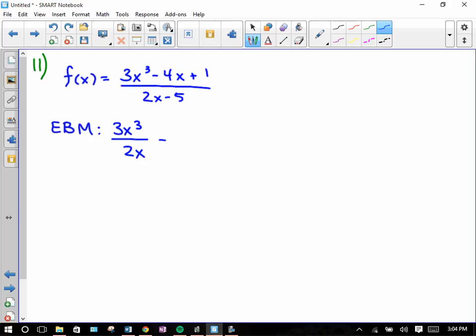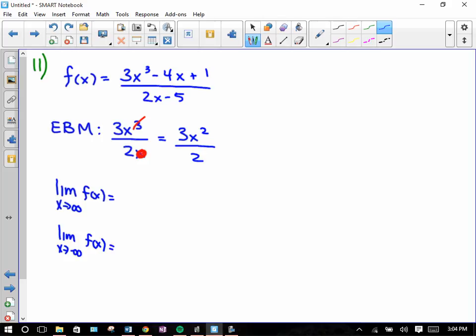Well, that's equal to, one x cancels out, so this x cancels out with one of these. So I'm left with 3x squared over 2. So that's my end behavior model. Now it uses that to ask me what is the limit as x approaches infinity of f of x, and the limit as x approaches negative infinity of f of x.